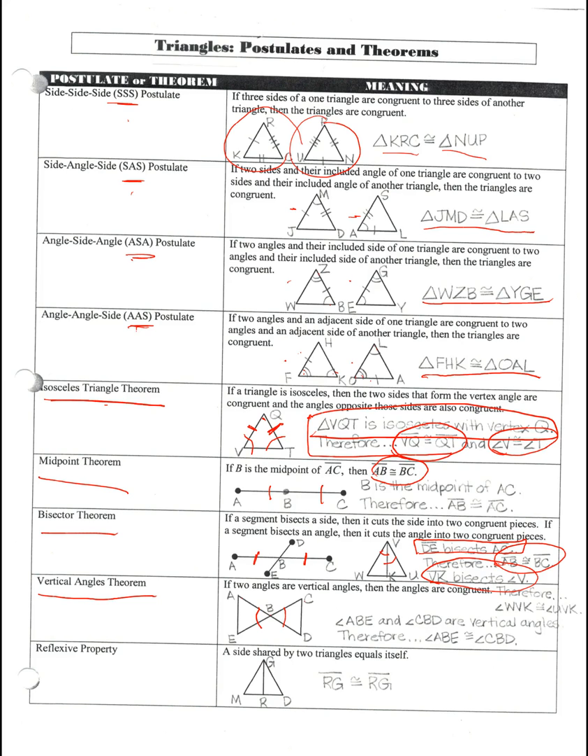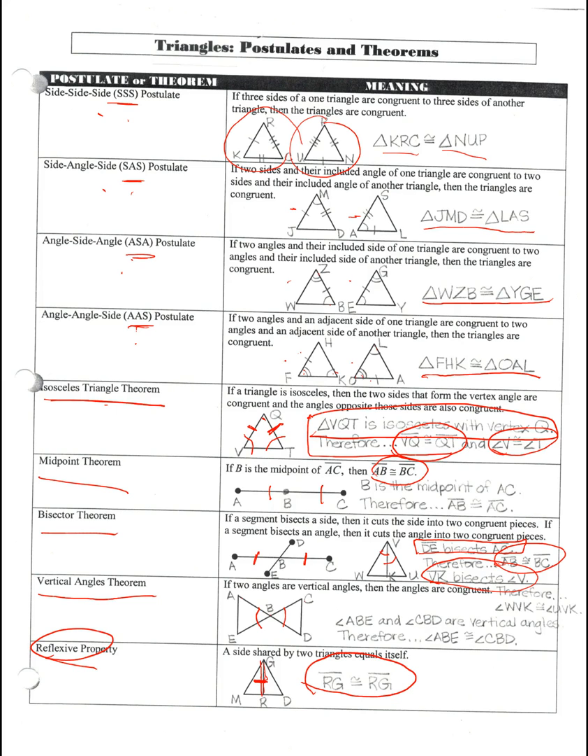And the reflexive property actually shows up a lot with triangles. It says that if a side is shared by two different triangles, you may state, and you have to actually state, that that side is congruent to itself. You're stating that to say that side's actually in two different triangles. So you're saying, okay, well, RG is congruent to itself, RG, by the reflexive property. And then you can use that to come back up here to prove something like SSS or SAS or ASA or AAS or whatever it is.